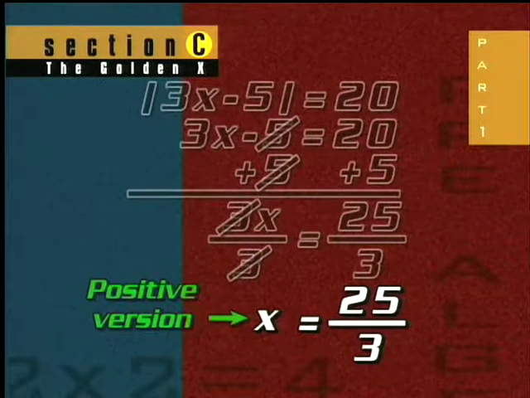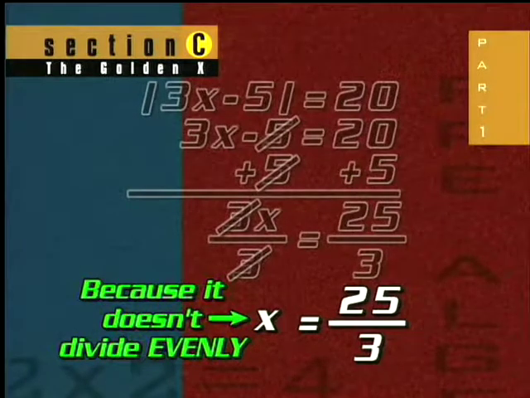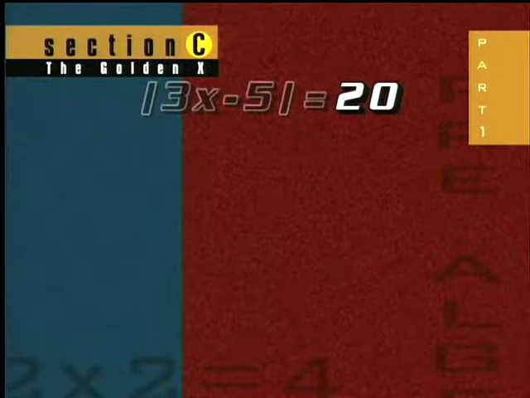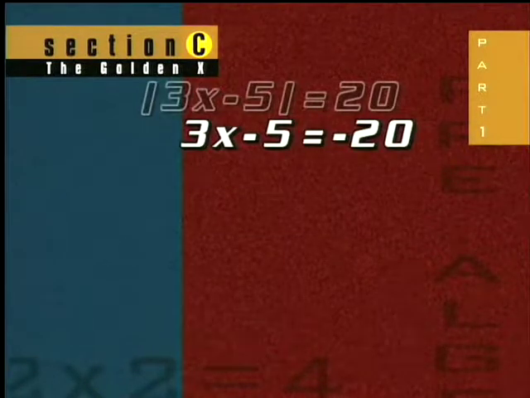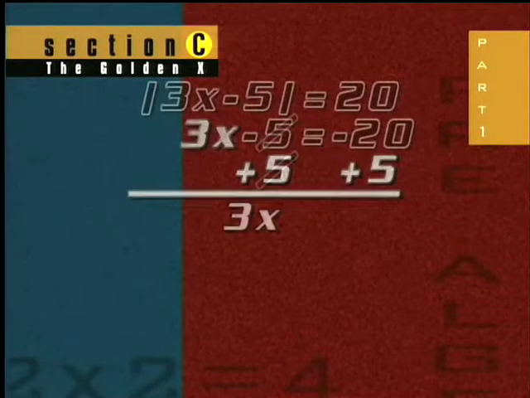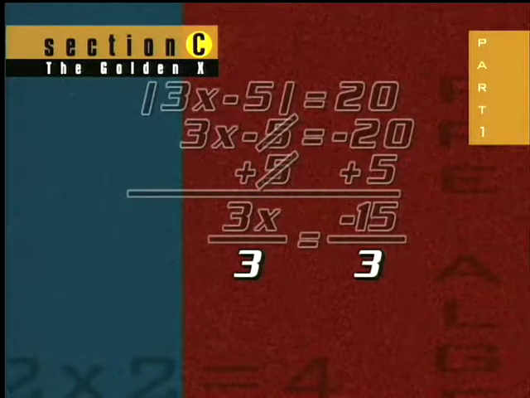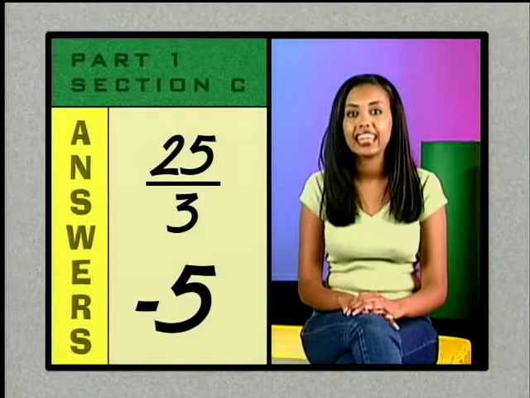So we've got our answer for the positive version, 25 over 3. We leave our answer in fraction form because it doesn't divide evenly. Now for the negative version. We're going to make that 20 negative because it's easier than making the whole left side negative. So we've got 3x minus 5 equals negative 20. First, we add a 5 to each side and we get 3x equals negative 15. Next, we divide by 3 and get an x value of negative 5. So our two answers are 25 over 3 and negative 5.